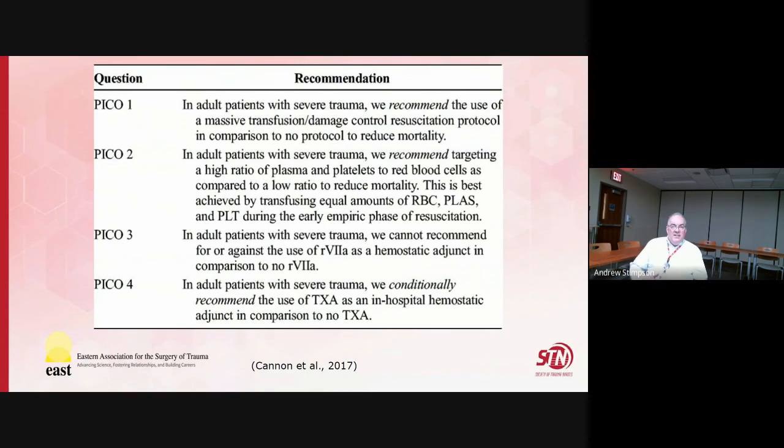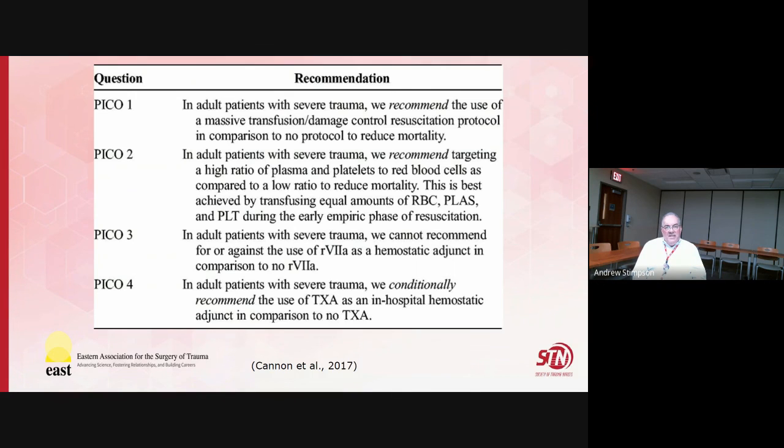But just some recommendations. This comes from the Eastern Association for the Surgery of Trauma. In adults with severe trauma, they recommend an organized massive transfusion protocol to reduce mortality. We do that here. In adults with severe trauma, they try to target a ratio of plasma and platelets to red blood cells as close to 1 to 1 to 1 as we can to reduce mortality. That's all part of our massive transfusion protocol. Again, as I mentioned earlier, Novo 7 is not recommended for use anymore, and I don't know of any place in the U.S. that's still using it.